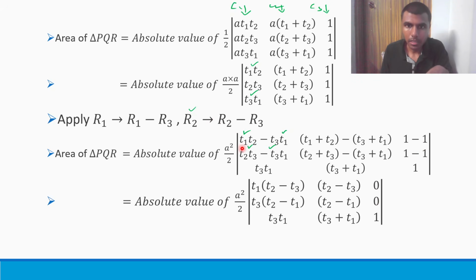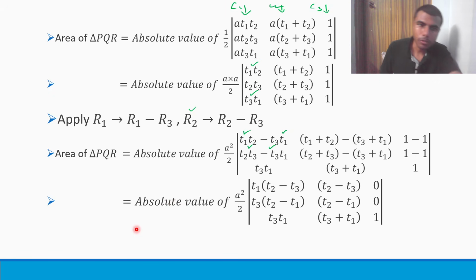As I mentioned, in these two terms I'm taking T1 common, so I'd get T1 into T2 minus T3. In these two terms I'm taking T3 common, so I'd get T2 minus T1 like this. Fine, I hope it was clear. In case you feel I'm going a bit slow, you can increase the video speed. Okay, fine. Next, let's go.